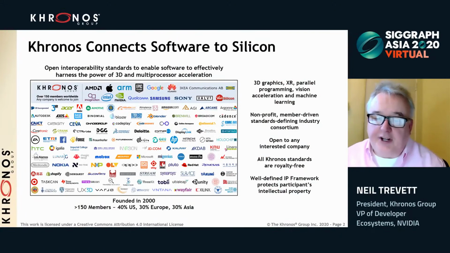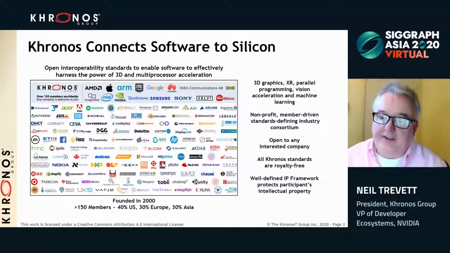Let's start by introducing Khronos if you haven't come across us before. Khronos is an open standards consortium. We provide a safe place for the industry to cooperate and create interoperability standards. These standards enable applications to access the power of 3D graphics, virtual and augmented reality, and parallel computation. We are a non-profit organization, and all the standards we create are open and royalty-free for the industry to use.